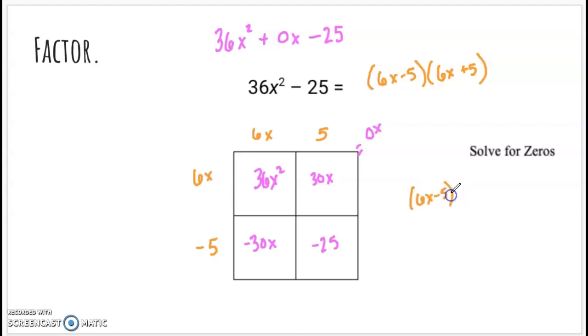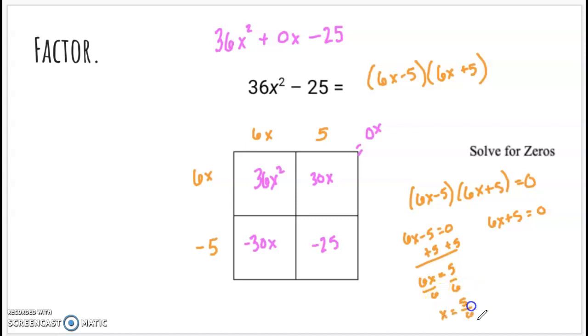6x minus 5 times 6x plus 5 equals 0. You want to set each one of your factors equal to 0 and solve to find what x is, right? So use SADMAP, those inverse operations. I'm going to add 5 to both sides. So 6x equals 5. Divide by 6 on both sides of my equal sign. So I've got x equals 5 over 6.